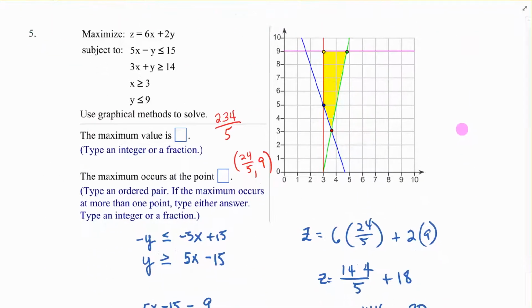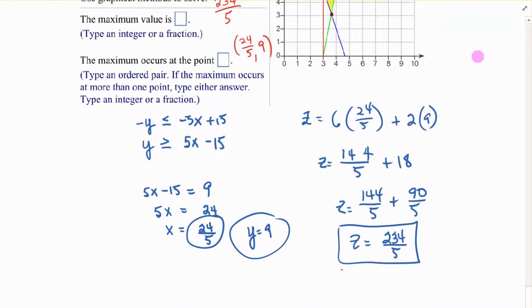Number 5, had the graph there. I just colored it in yellow so you could see it better. Again, you're going to maximize this. That's your objective function, subject to these constraints. You've got a horizontal line at y equals 9 and a vertical line at x equals 3. And then you've got the other line here and a green line here.